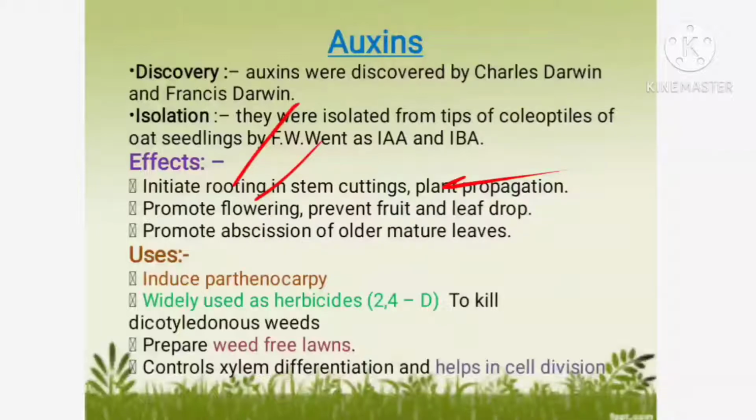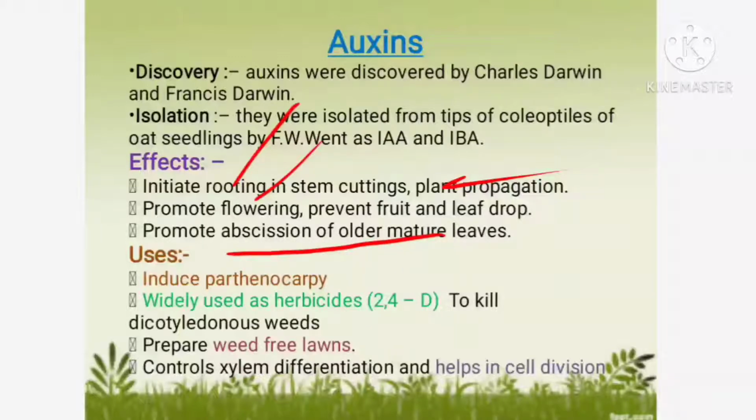When auxin is produced, only then is flowering possible, and they do not allow the fruit or the leaf to drop very fast, meaning they do not allow them to grow old very fast. If this auxin is present, they will remain young for a longer duration of time. Okay. And promote abscission of older mature leaves.